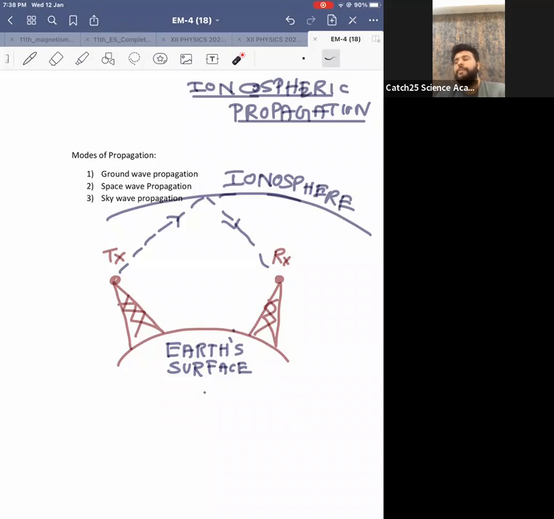Also, you should know the alternate name for each layer. For example, what is the other name for ground wave propagation? It is called surface wave propagation. What is the other name for space wave propagation? It is called tropospheric propagation. And what is the other name for sky wave propagation? It is called ionospheric propagation. Is this much clear? Okay, now with that, we go to the next topic.